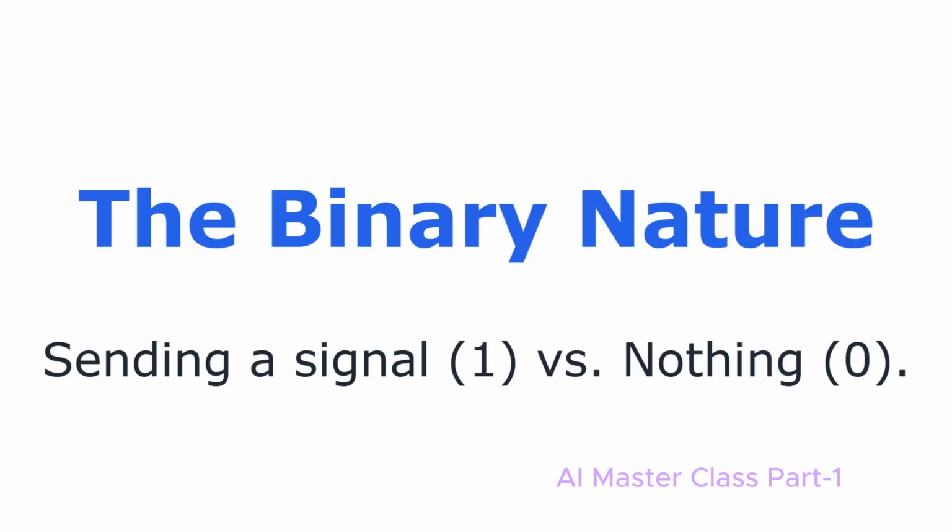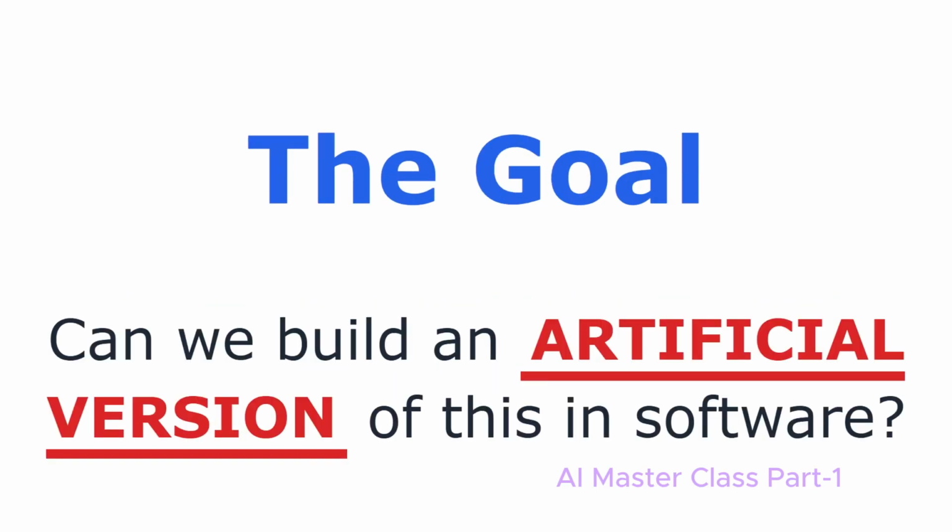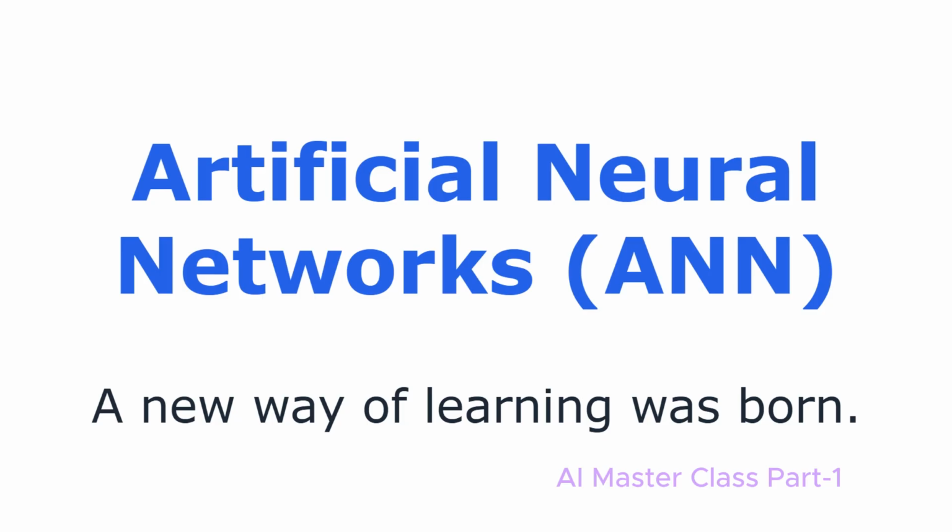A single neuron doing this is completely useless, because one neuron can't think, it can't recognize a face or understand a sentence. But billions of them connected together, each one responding to signals from thousands of others, that is something special. The intelligence isn't in any single neuron. The intelligence is in the connections and the pattern of which neurons talk to which others. So the overall idea was, can we model this? Can we build an artificial version of this in software and get something that learns the way we do? And that is how an artificial neural network was born.